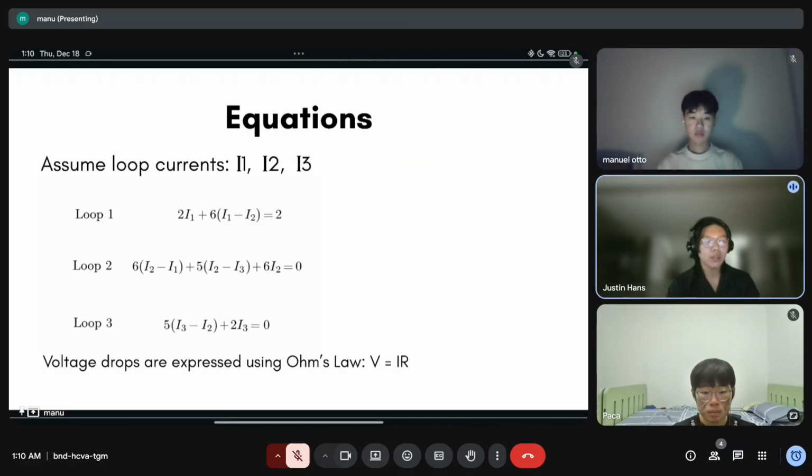After defining the loop currents, Kirchhoff's voltage law is applied to each loop. For each loop, the sum of the voltage drops across the resistors is equated to the voltage source in that loop. The voltage drops are expressed using Ohm's law. We state that voltage equals current multiplied by resistance. Because there are three loops, this process results in three linear equations involving the three unknown loop currents.